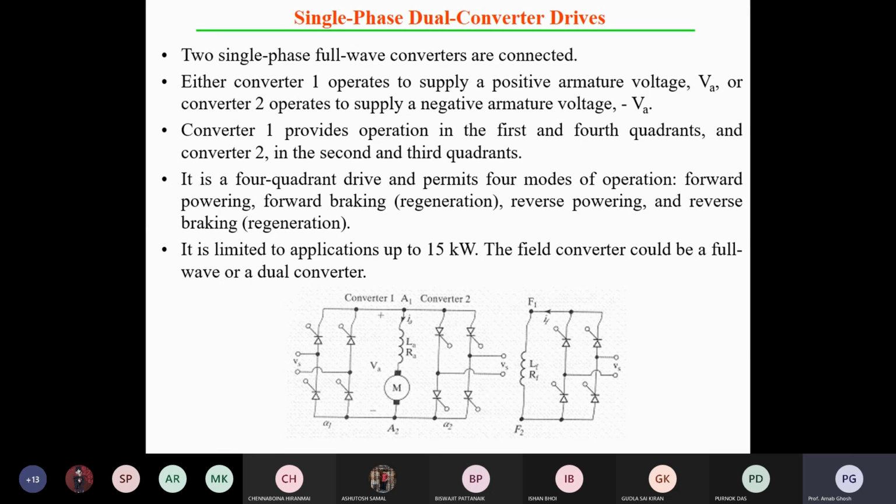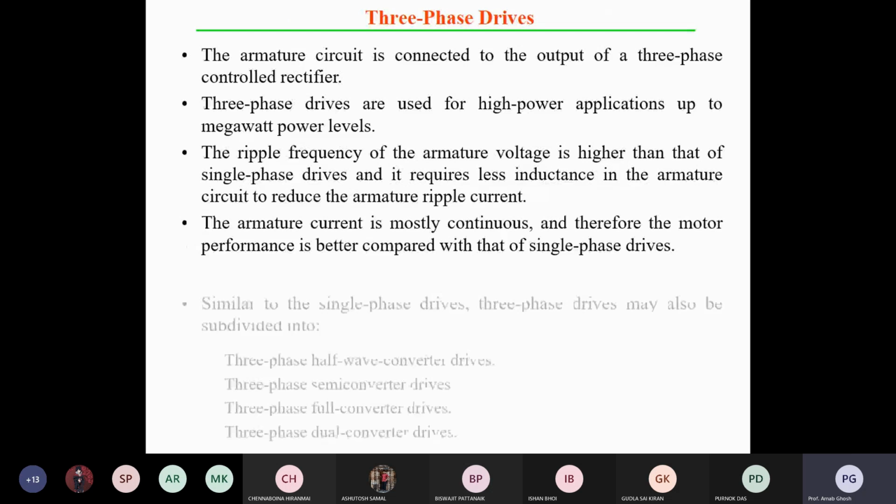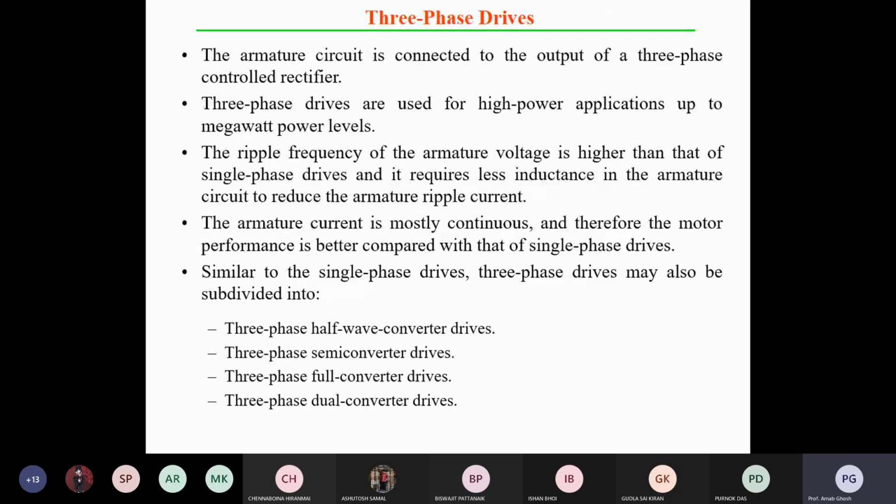If we have three phase AC, we can rectify the three phase AC to DC. Then what will be the benefit? You know that the ripple frequency will be higher. Ripple frequency, what do you mean by the ripple frequency? In single phase it is 100 hertz. Now with three phase, it will be reduced up to 1/3.